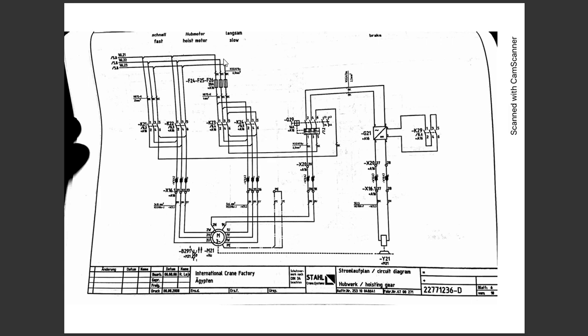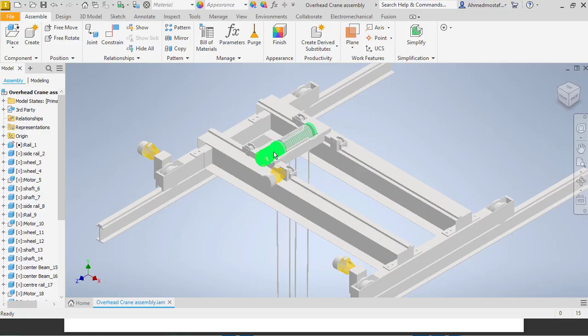So here the power will go to supply this hoisting motor, which is this motor. This motor, which is the large motor here, is responsible for hoisting and lowering the crane. So it's much bigger because it lifts high weights.